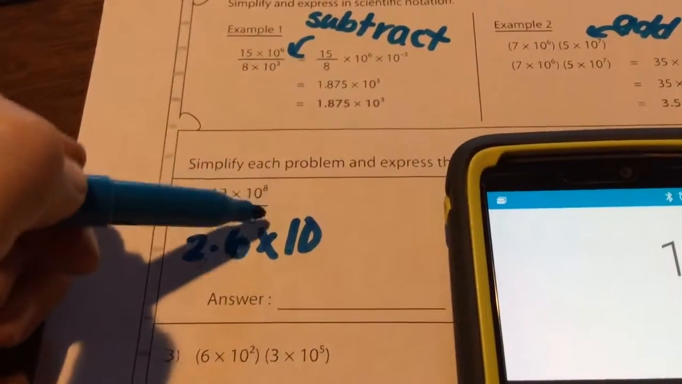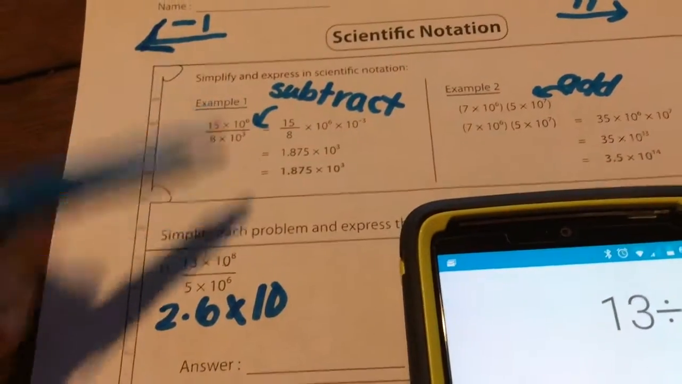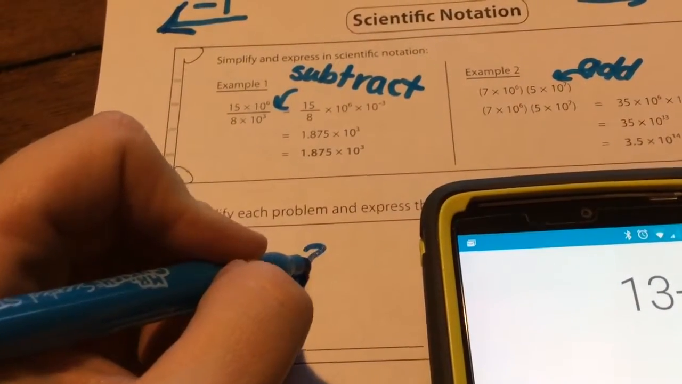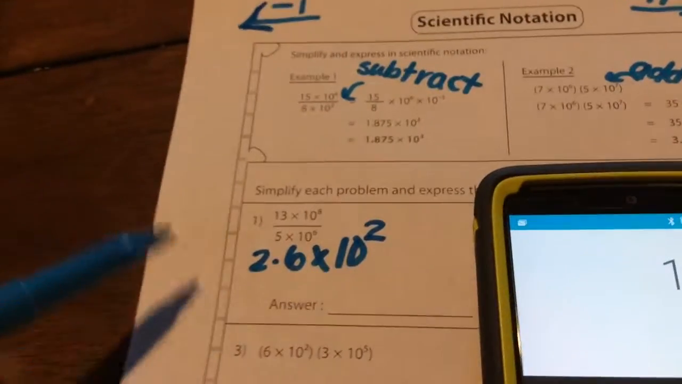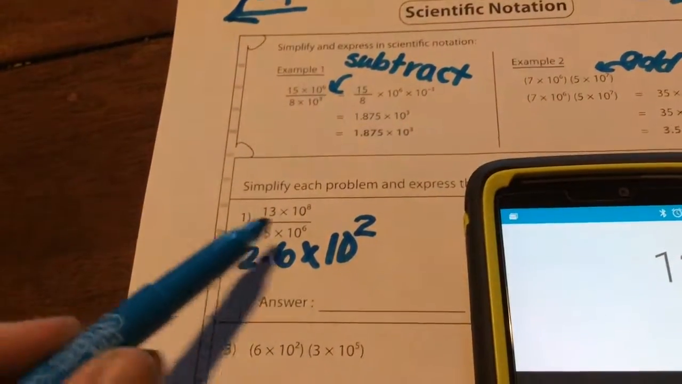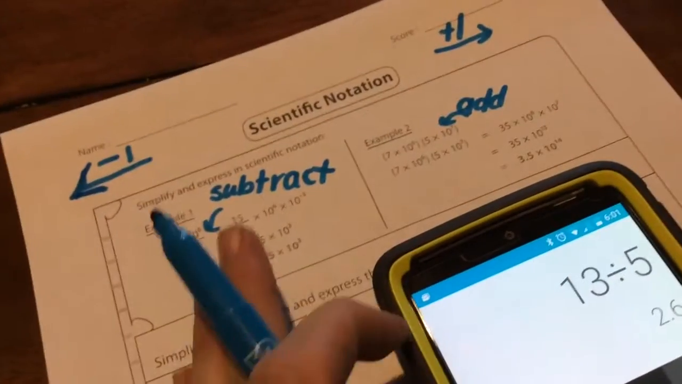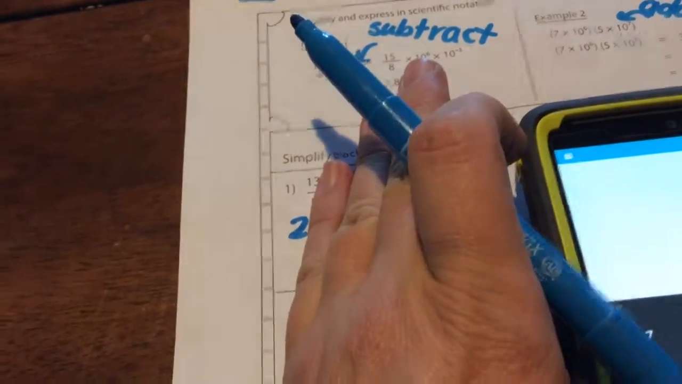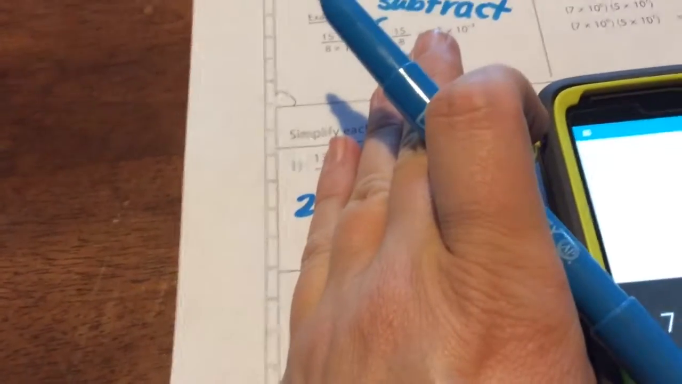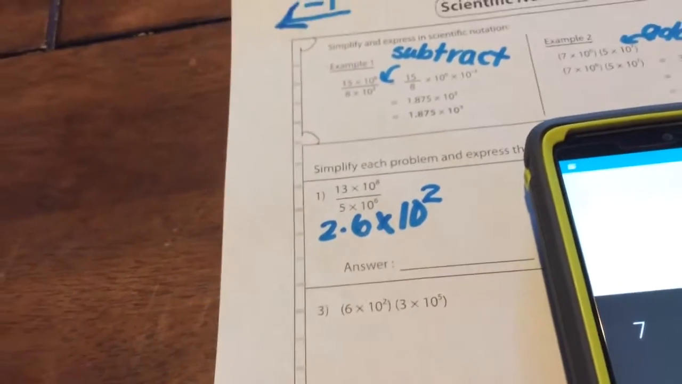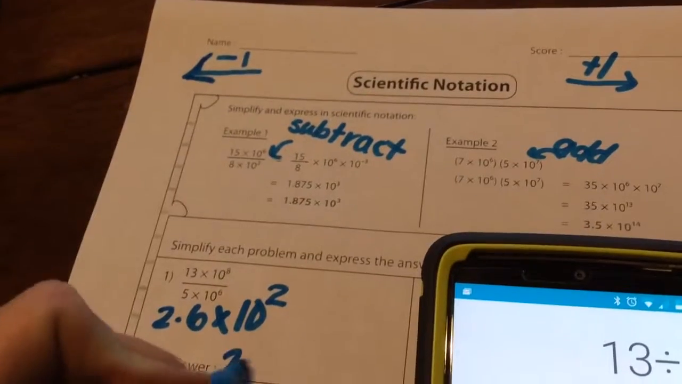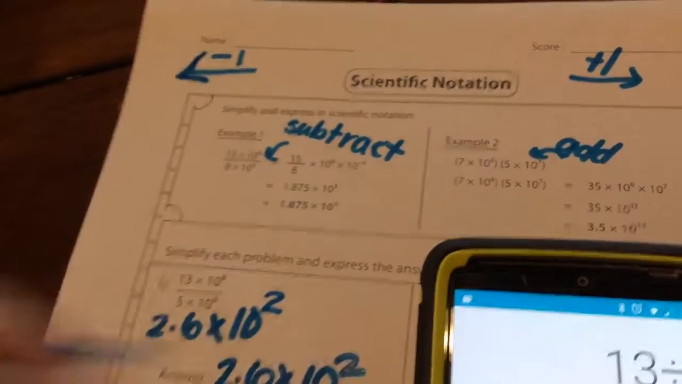And then we have these exponents, and since it's a dividing problem, we are going to subtract them. So 8 take away 6 is 2. And then the last thing we have to check is if the number before the decimal point is a number between 1 and 10. In this case, it's a 2, and so that is a number that is between 1 and 10. So this is our final answer. We don't have to do anything else to it. We're just going to copy it down, and that is our answer: 2.6 times 10 to the second.